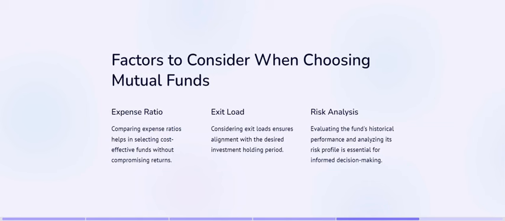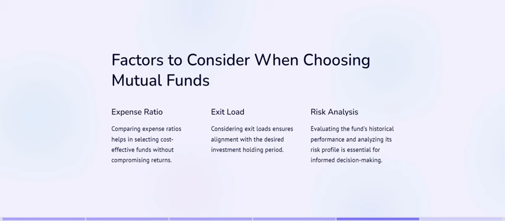So let's consider now the factors to consider when choosing a mutual fund. First is what we discussed, the expense ratio. Compare the expense ratios of different mutual funds. The lower the expense ratio, the better the fund. When it comes to exit load, the lower the exit load the better, and we should also look into the time period of the exit load.